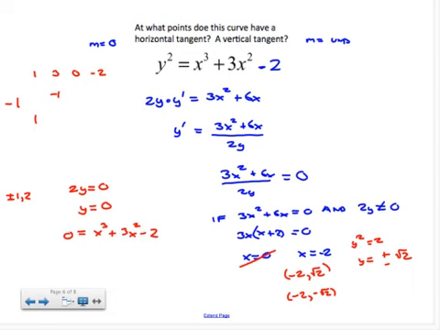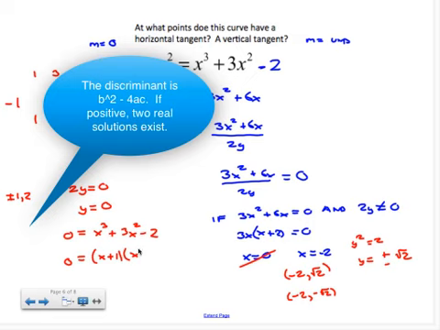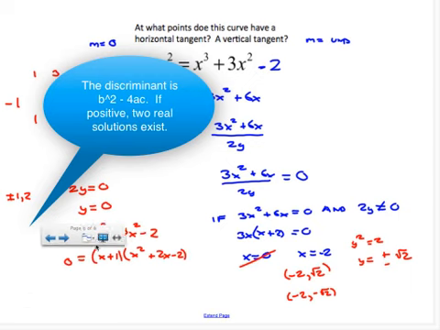So synthetic division says bring down the 1, multiply, add, multiply, add, multiply, add. Okay, I get a remainder of 0. That's what I expect. So what does that mean? That means that the x cubed plus 3x squared minus 2 is going to factor as x plus 1, or x minus negative 1, right, times x squared plus 2x minus 2.